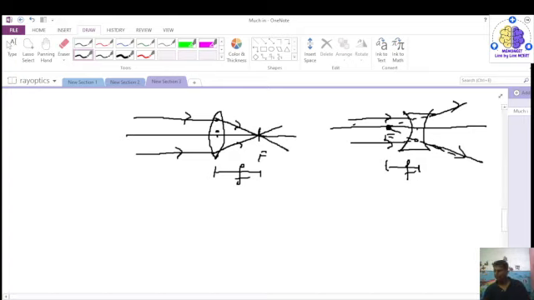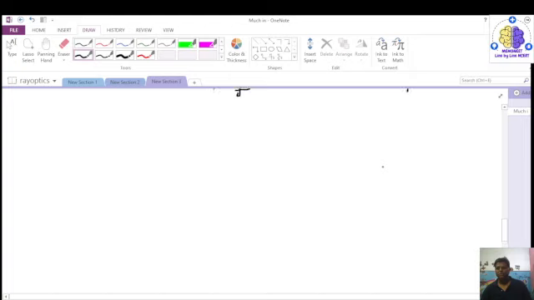Now, using this we will be drawing the ray diagrams. Let me check first. So again, as we saw in the mirror, here also we have some rules, or some rays, which we are supposed to use to draw the ray diagram.